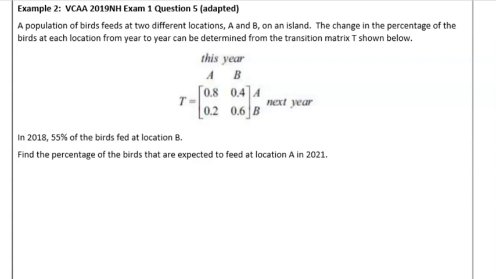We're then told in 2018, 55% of the birds feed at location B. So that's giving us some information there about a starting point. So we can use that to help us with our initial matrix. We're then asked to find the percentage of birds that are expected to feed in location A in 2021. So if we're going to use 2018 as our initial starting point, then 2021 is going to be after 3 transitions.